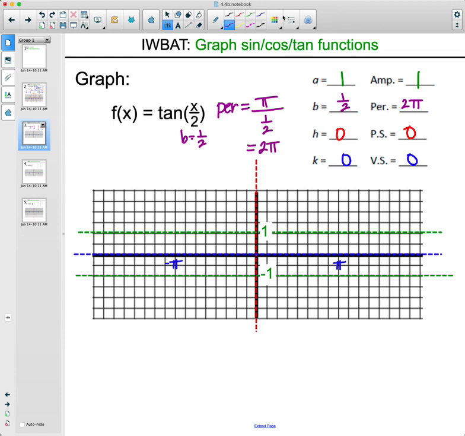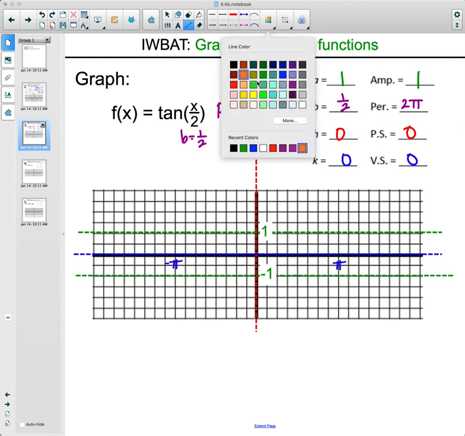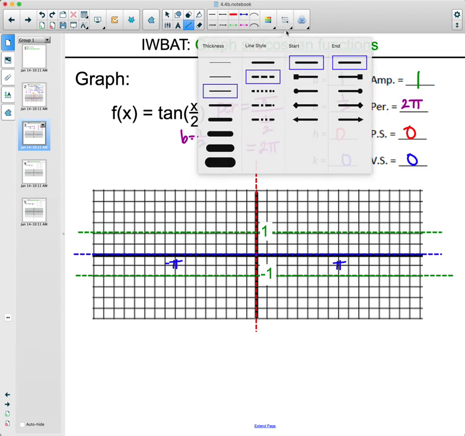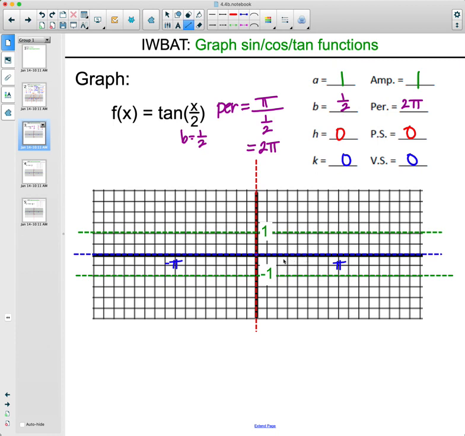So remember that tangent had asymptotes at pi over 2. Okay, so this scale is the same, 8 boxes to pi. So here's pi over 2. Here's negative pi over 2. Okay, the distance between that is pi. Now we need the distance between this to be 2 pi, with the middle still being at 0 because we didn't have a phase shift.